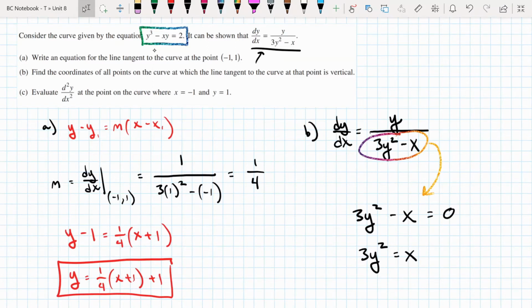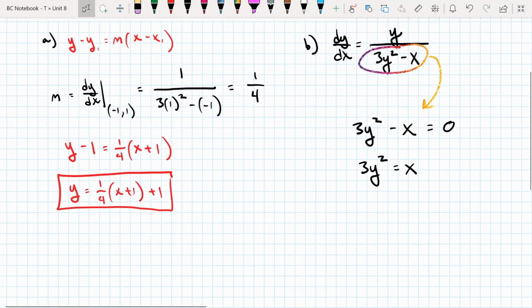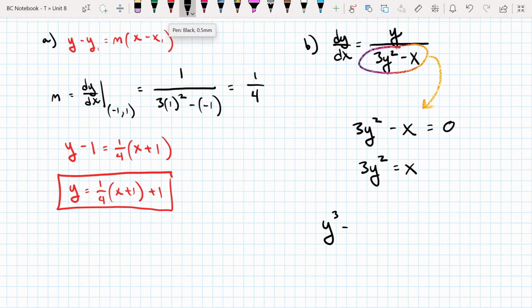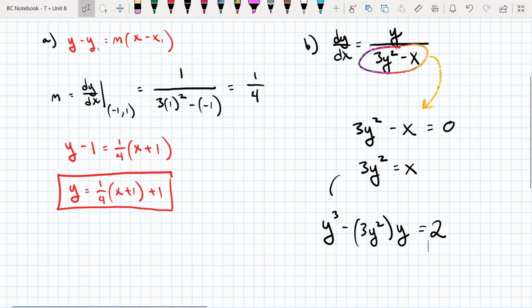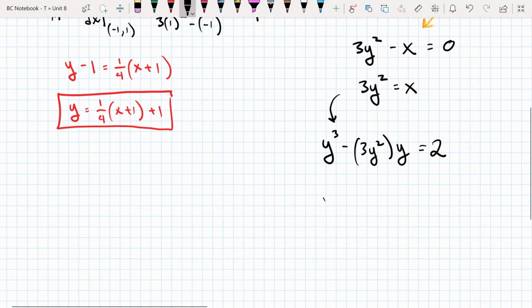We're going to use the original equation to make one equation with one unknown. So we've already solved for x here. What we can do is take this x value and plug it into the original equation. So we get y cubed minus, let's write 3y squared instead of x, times y equals 2. So this right here is the original equation. And now let's simplify this and see if we can solve for y.